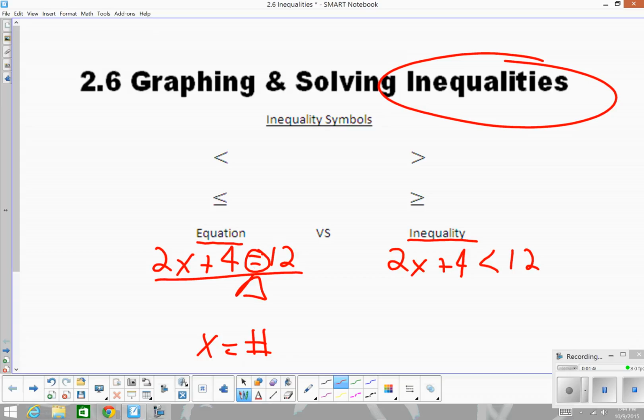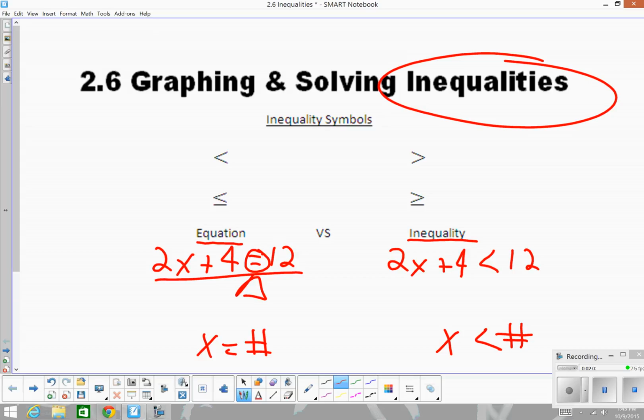Now, when I'm solving an inequality, you're going to do the same steps. But when you get to the bottom, you're going to have x is less than a number. So this really only has one answer, whereas this is going to have a set of answers. If we have a set of answers, we're going to have to graph them on a number line, and I'll show you how to do that.